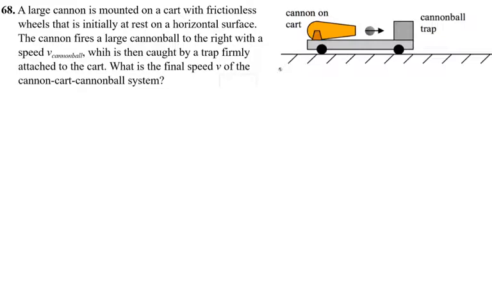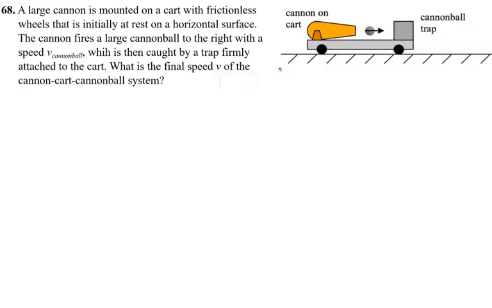Let's start with this question, number 68 on our lesson. A large cannon is mounted to a cart with frictionless wheels that is initially at rest on a horizontal surface. The cannon fires a large cannonball to the right with a speed v cannonball, which is then caught by a trap firmly attached to the cart. What is the final speed v of the cannon cart cannonball system? This is a tricky question.